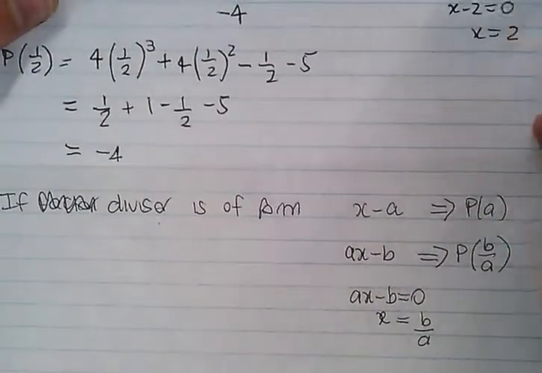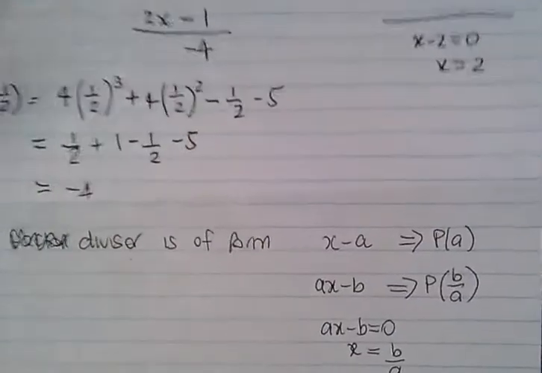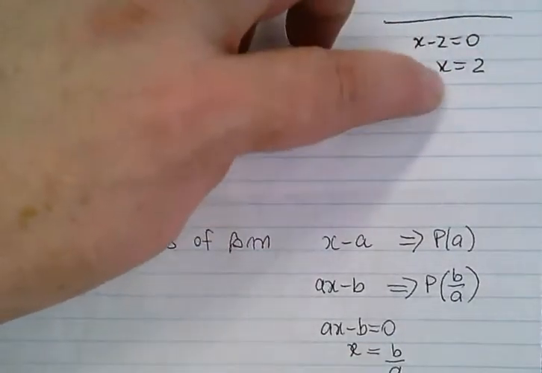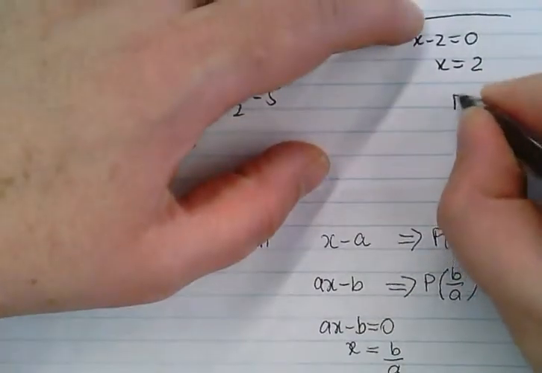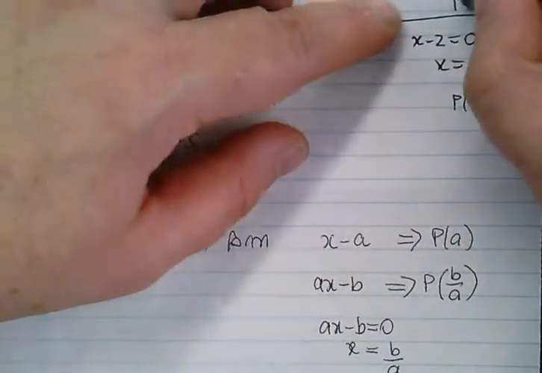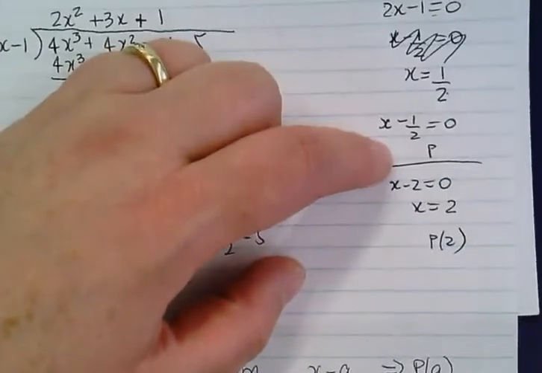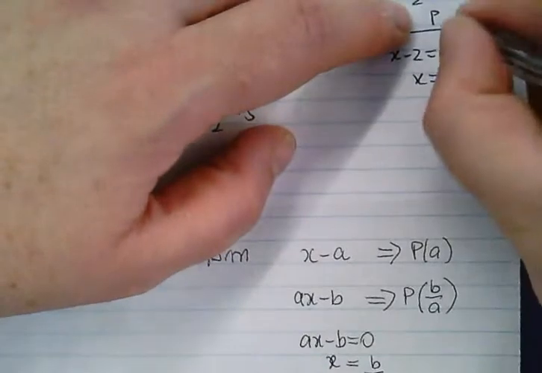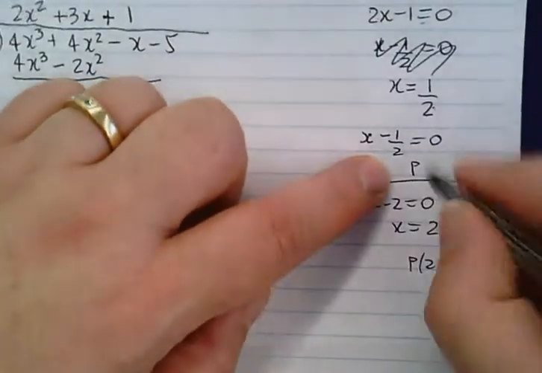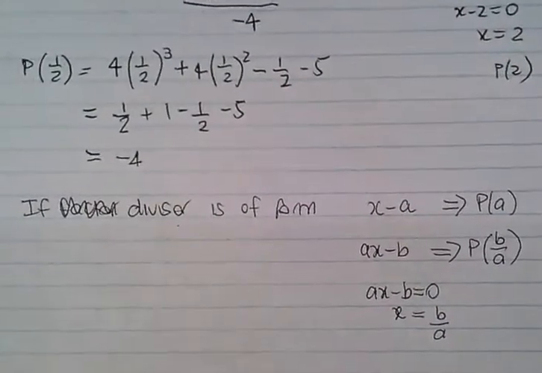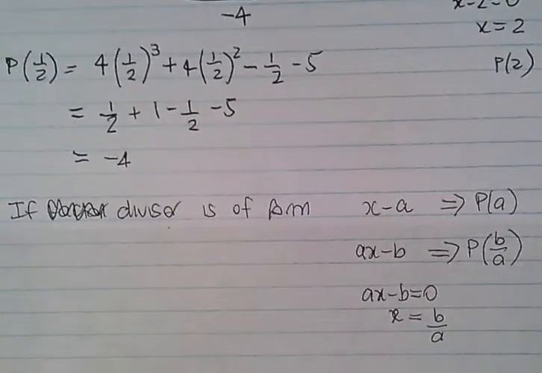Because it works for x minus 2 is 0, doesn't it? If you're dividing by x minus 2, don't we do p of 2 here? We do p of a half, all right? Okay, so that's if your factor isn't in that form x minus a, all right?